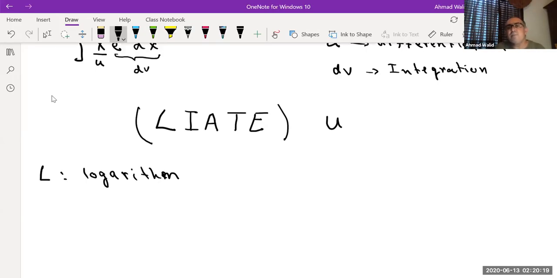If a problem is given to you, for example, let's say x ln x dx. Now, your u, because L comes first, logarithm, it means your u will be ln x, right? The rest, the leftover, which is x dx, that becomes dv, correct?